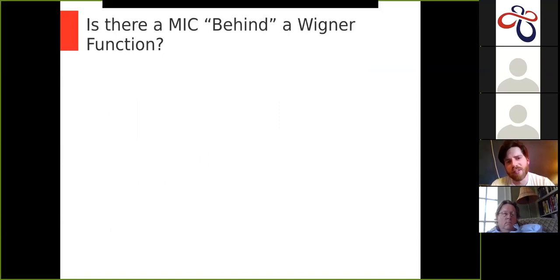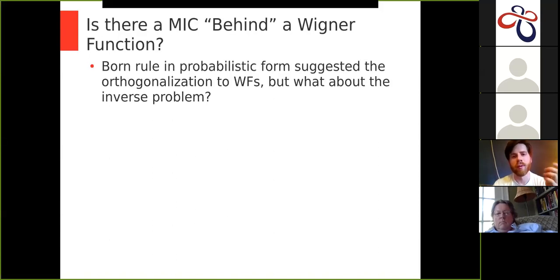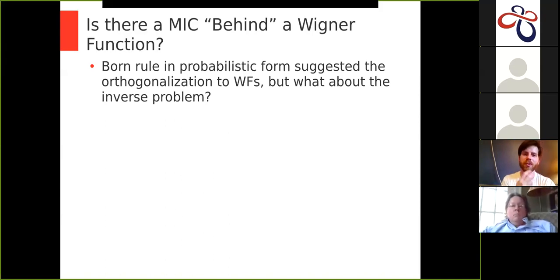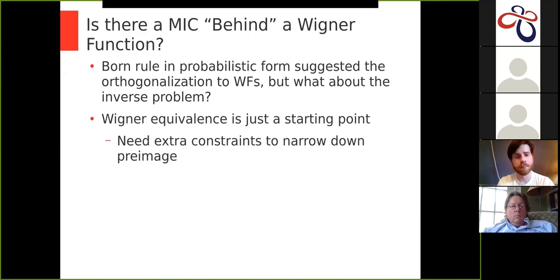All right, so the last phase now. I showed this one very, very simple association between meeks and Wigner functions, but all this really does is make us wonder whether even stronger conventions exist. In particular, it makes us wonder about the inverse question. Is there a meek that is most notably behind a Wigner function? The Born rule in the probabilistic form suggested an orthogonalization to Wigner functions, but what about starting from a Wigner function and finding a genuine reference measurement in quantum mechanics, which is somehow intimately associated?